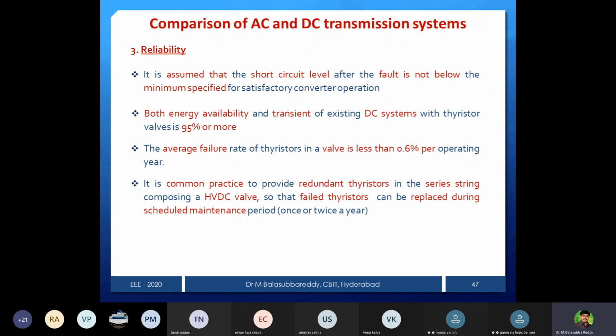It is common practice to provide redundant thyristors in the series string count. I showed you the diagram in the second introduction class. Thyristors should be in series string form only, not one single thyristor. Even in a 6 pulse or 12 pulse converter, the number of thyristors may in general be 6, but to increase the voltage level or current level we need to use thyristors in series and parallel fashion, and they form one module, that is an HVDC valve.